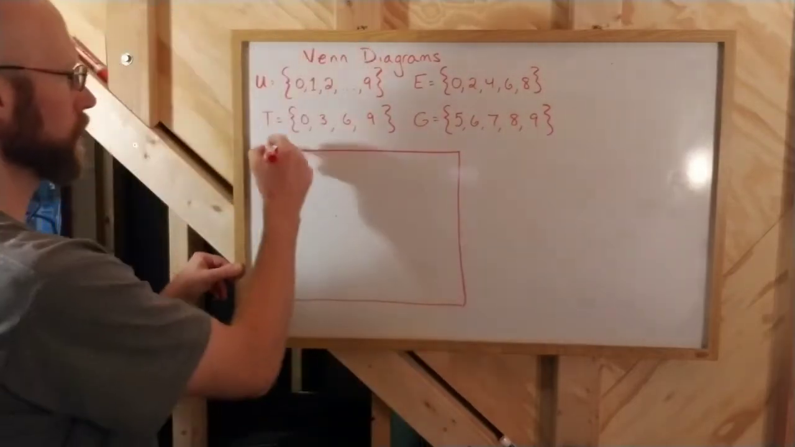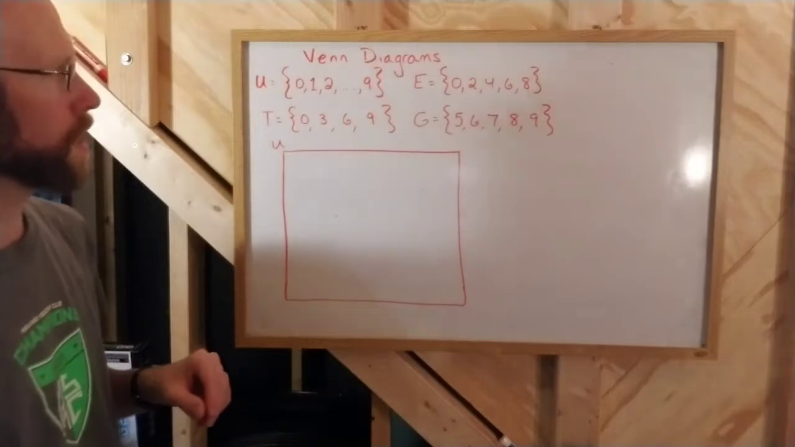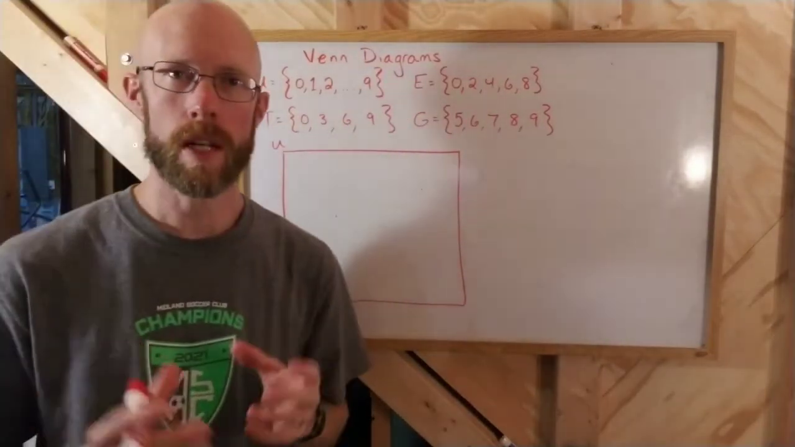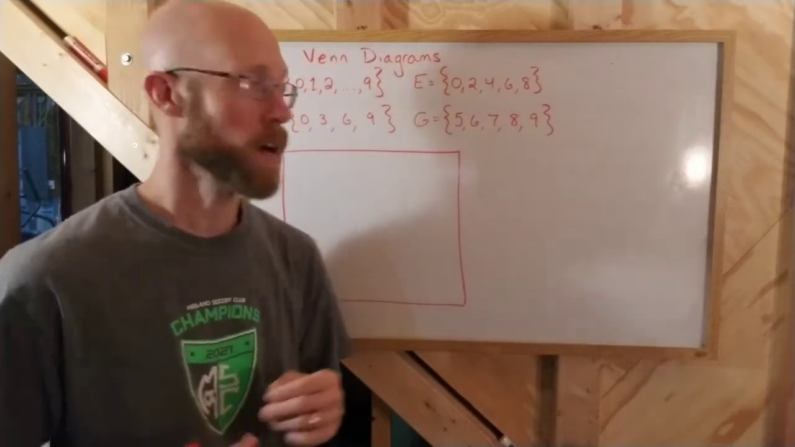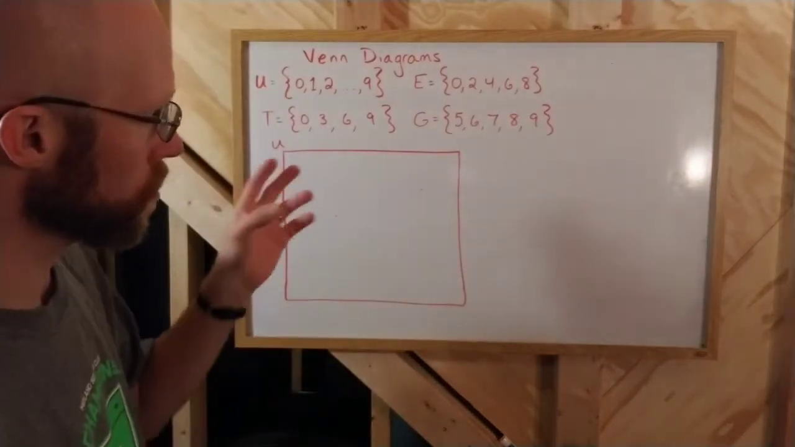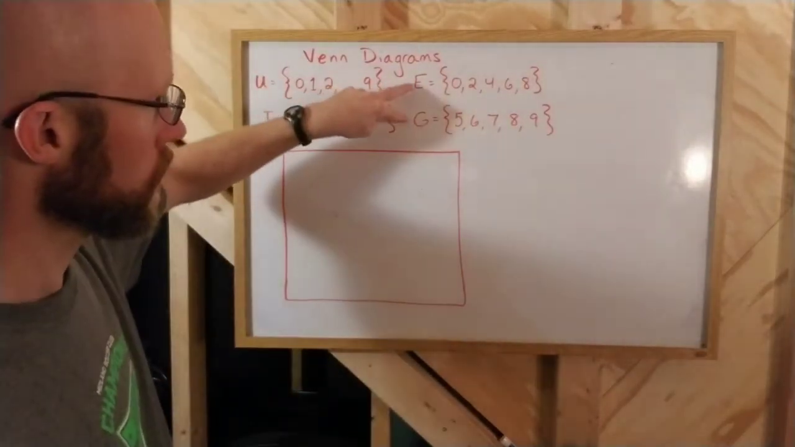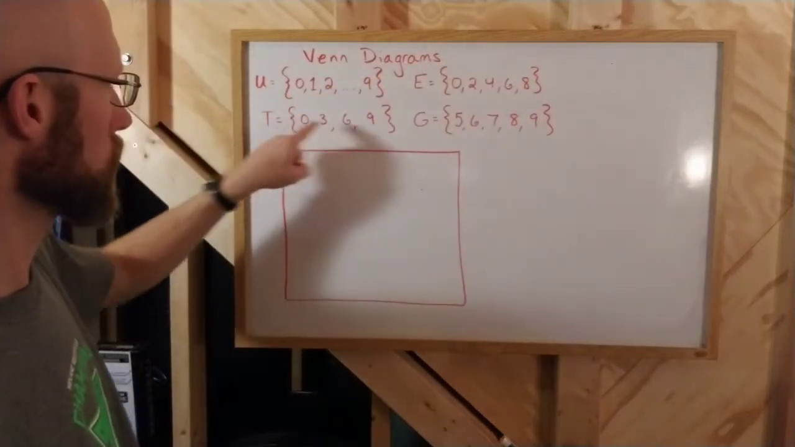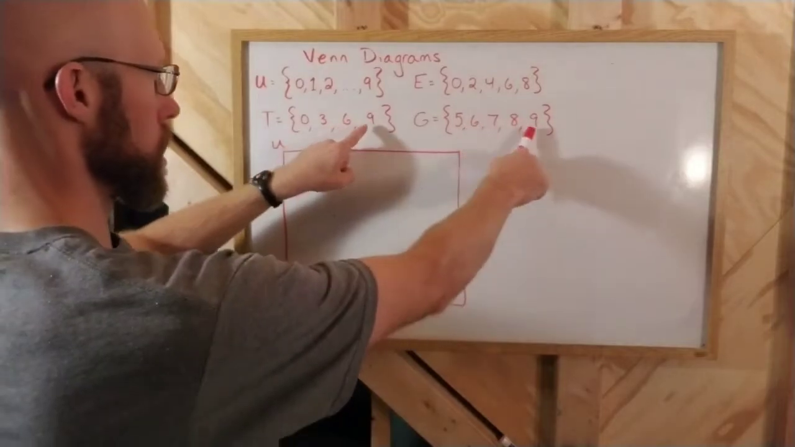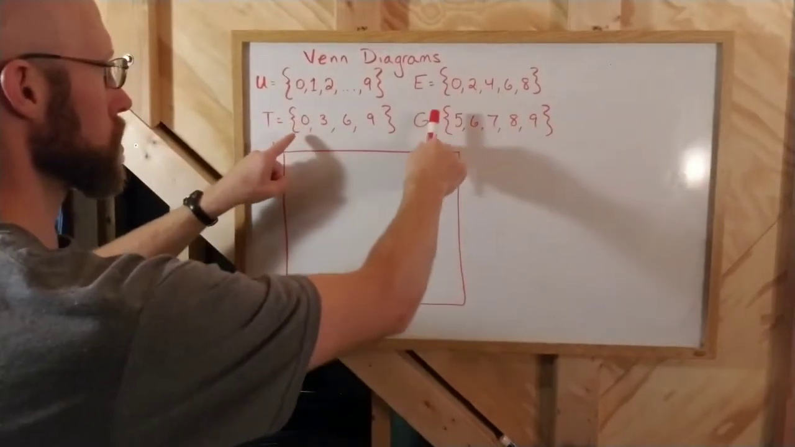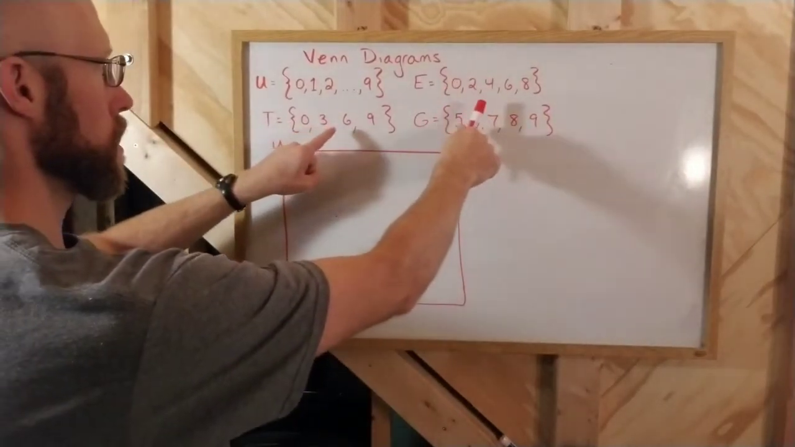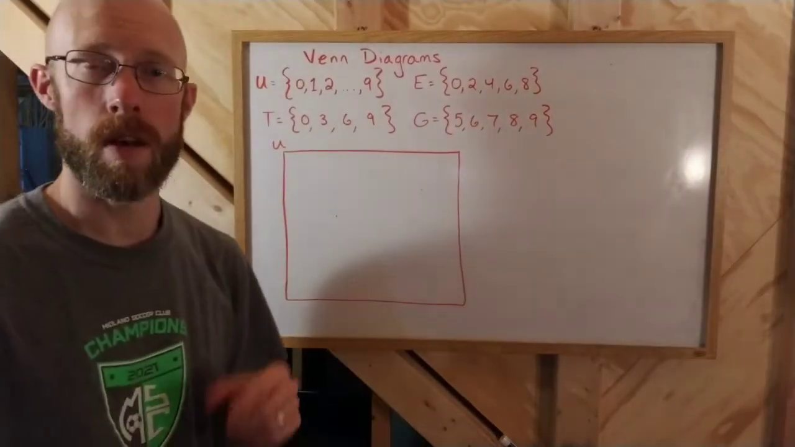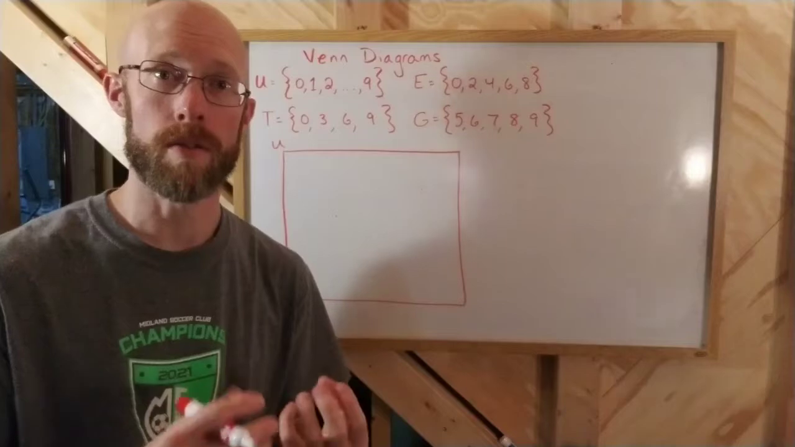All right, that is my universe. And then sets E, T, and G all are going to get their own circle. Now, there's overlap. If I just look at the roster notation, E and G intersect at 6 and 8. T and G intersect at 6 and 9. And T and E intersect at 0 and 6. Okay, so there are definitely overlaps in all three of those.